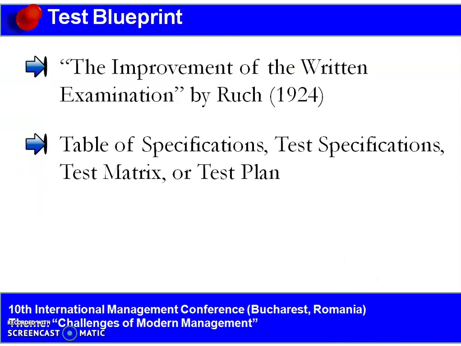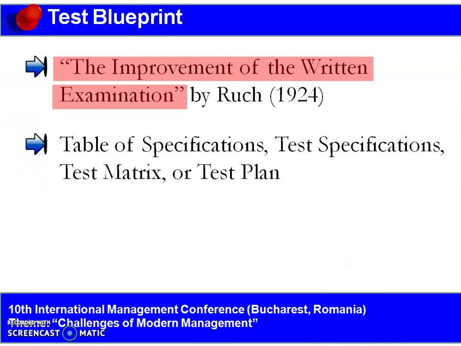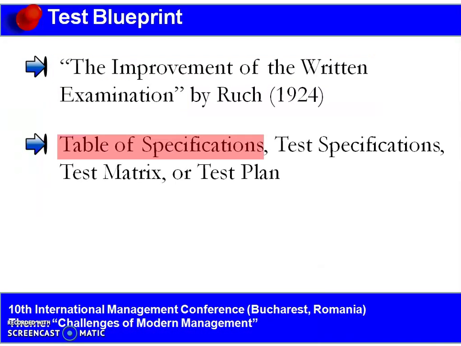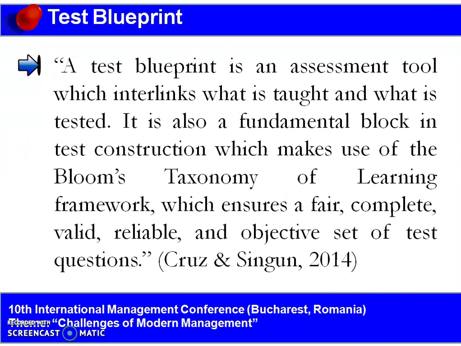What exactly is a test blueprint? It is difficult to trace the inception of a test blueprint. However, the book of Rouge, entitled The Improvement of the Written Examination, made some arguments that supported objective tests. A test blueprint is sometimes called a table of specifications, test specifications, test matrix, or test plan. Some various descriptions of a test blueprint are shown on the screen.